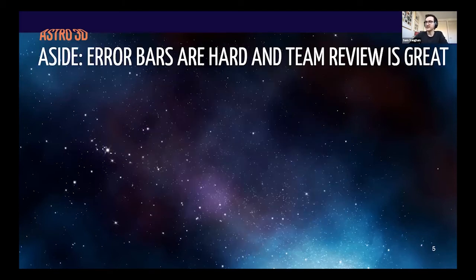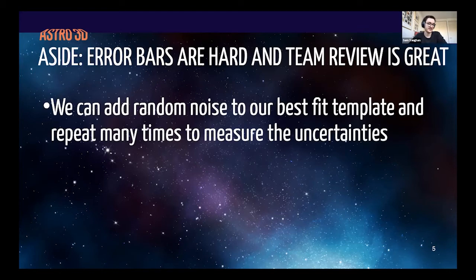So a quick aside, error bars are hard and team review is great. So how do we measure the error bars for one of our fits? The best thing to do is to take our best fit template and then add random noise and try doing the same process again, seeing what result we get, and doing this lots of times to try and understand how our measurement varies with random noise in our spectrum.